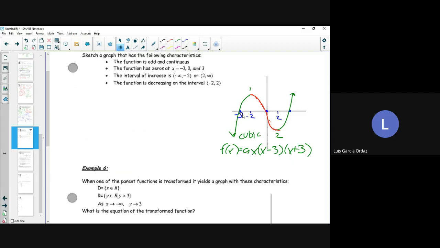If that was a thinking application question, would we have to do the equation and find the a? No. Because it just says sketch a graph, you just sketch a graph. I just want to show you this to tell you what to expect in the polynomial unit. And obviously you would have to go and find a after that.